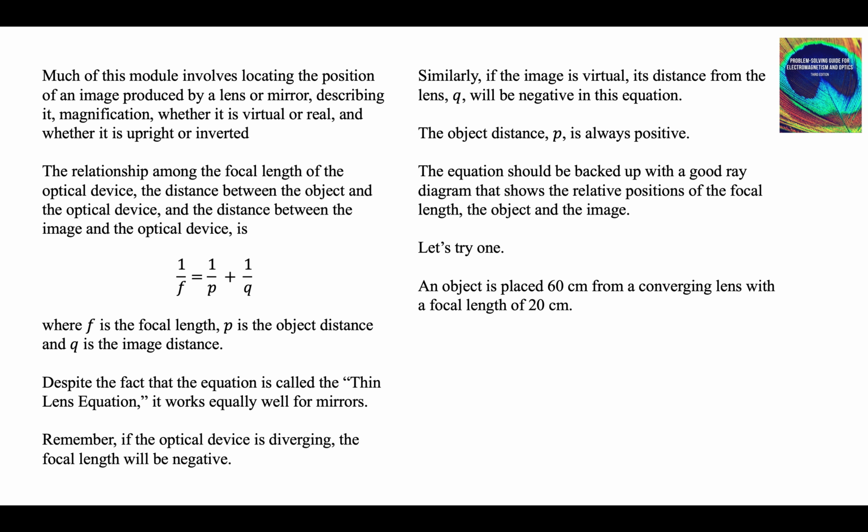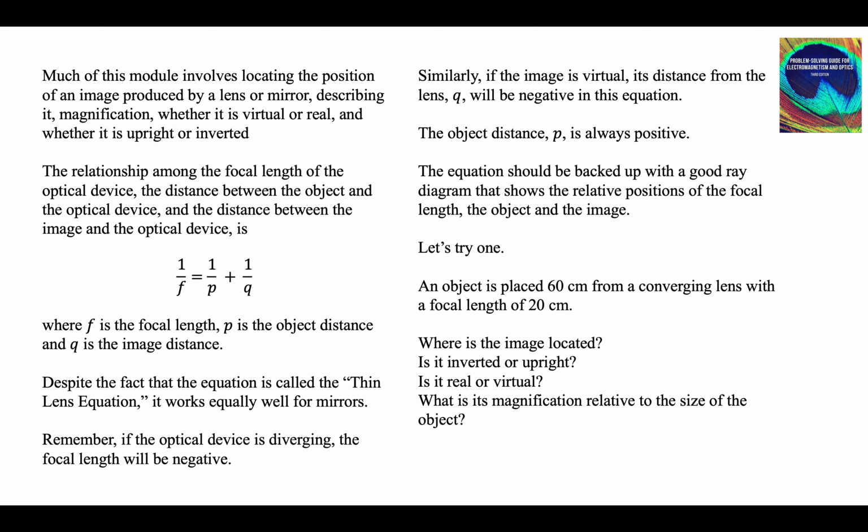So let's try one. An object is placed 60 centimeters from a converging lens that has a focal length of 20 centimeters. Where's the image? Is it inverted or upright? Is it virtual or real? What's the magnification?